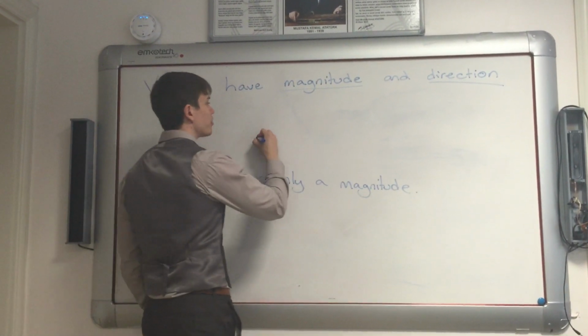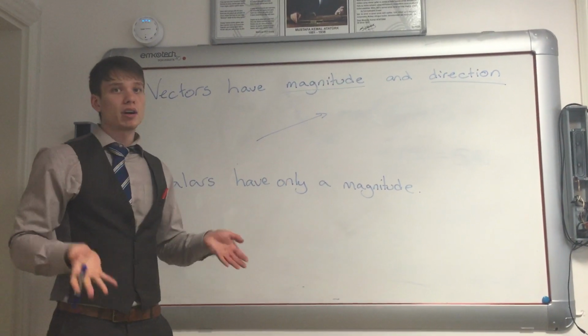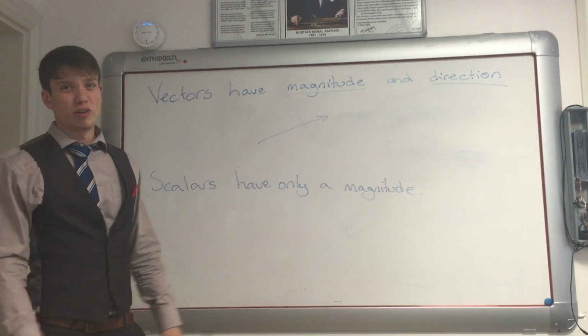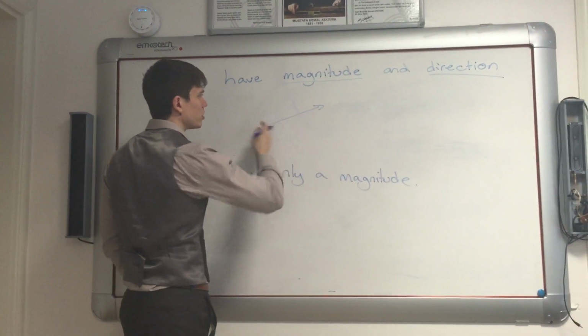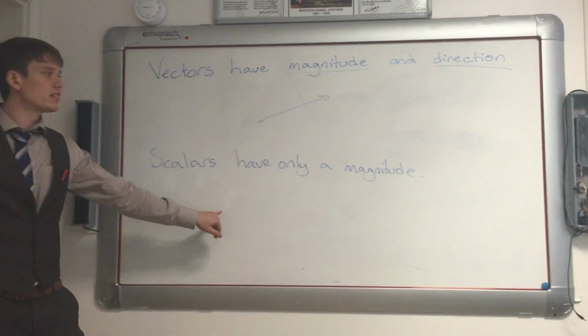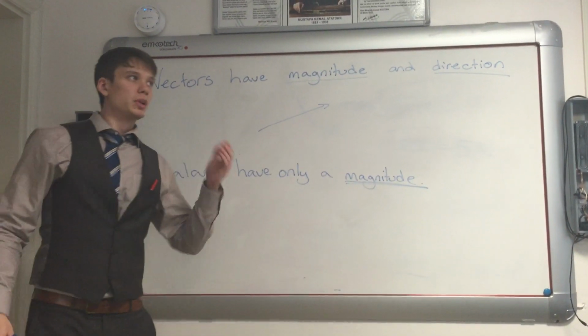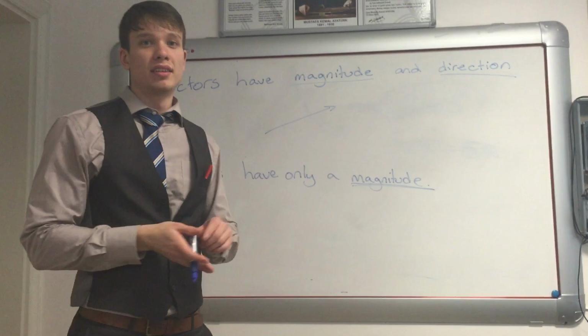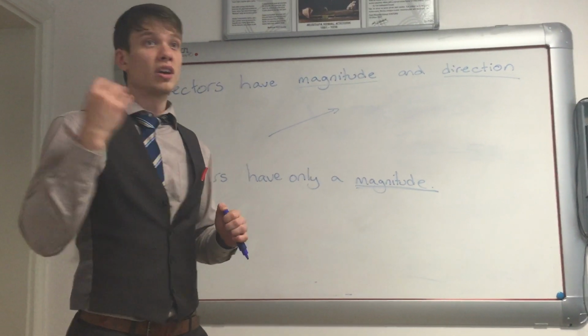So if you can represent a quantity by drawing an arrow on a diagram, chances are you're drawing a vector. The length of that arrow will be the magnitude, and the direction is going to be the direction. Scalars only have a magnitude, so something like 10 kilograms mass is an amount, it's only got a magnitude, so it's a scalar.